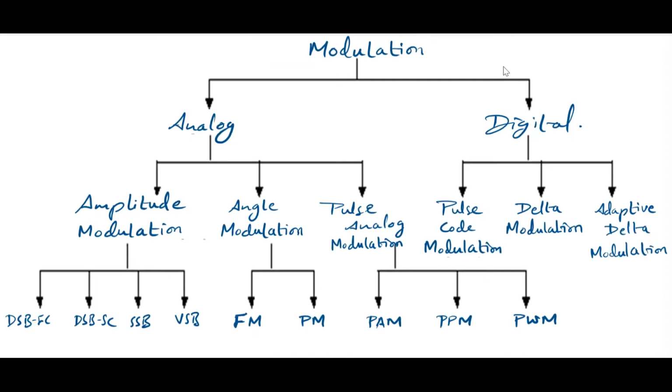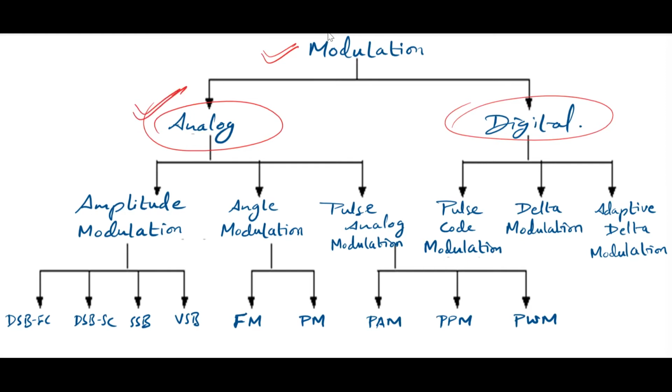This chart shows you different modulation schemes. The main classification is analog modulation and digital modulation. We'll mainly focus on analog modulation here. In analog modulation, we can have three different classifications. One is amplitude modulation, another is angle modulation, and the third is pulse analog modulation.